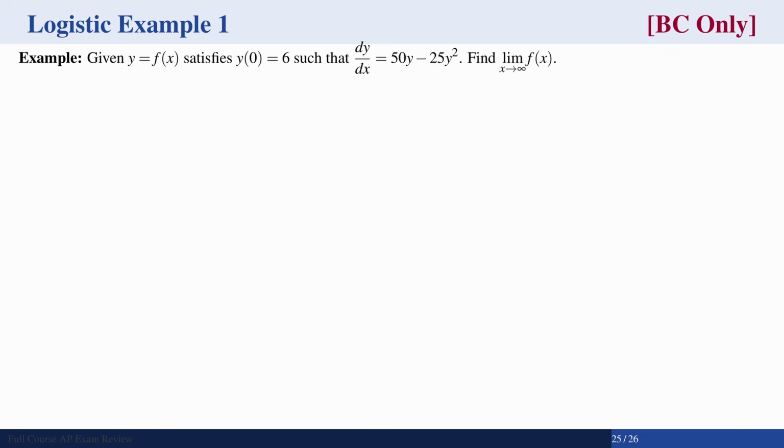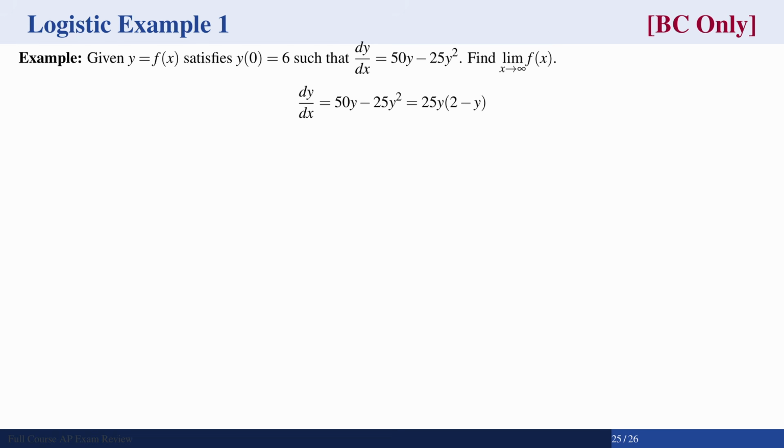Okay, we're going to do 2 examples with logistic. The first one, we are given that y equals f of x satisfies y of 0 equals 6, where dy dx is 50y minus 25y squared. We want to find the limit as x approaches infinity of f of x.